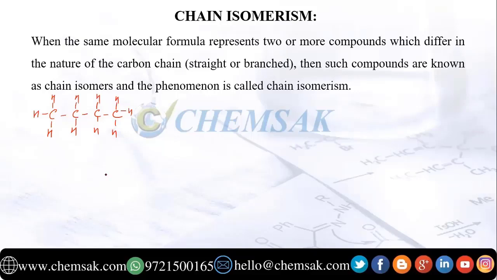In a different manner, the same number of carbon atoms and the same number of hydrogen atoms we can arrange. 1, 2, 3 carbon atoms and the 4th carbon atom here. Now complete the valency of each carbon atom. Both compounds have the same formula. How many carbons? 4. It means the same molecular formula but different structures. That is the example of chain isomerism.